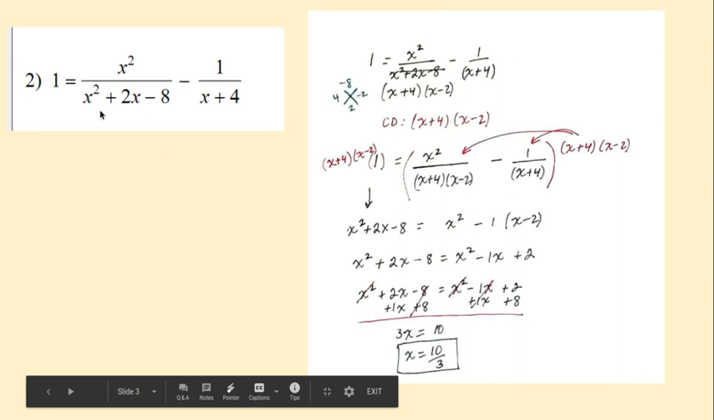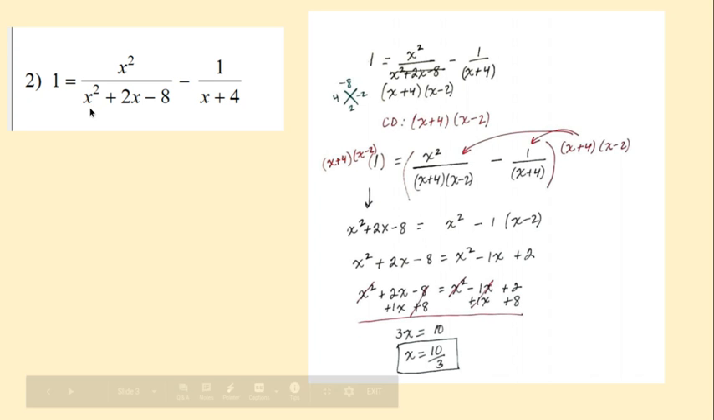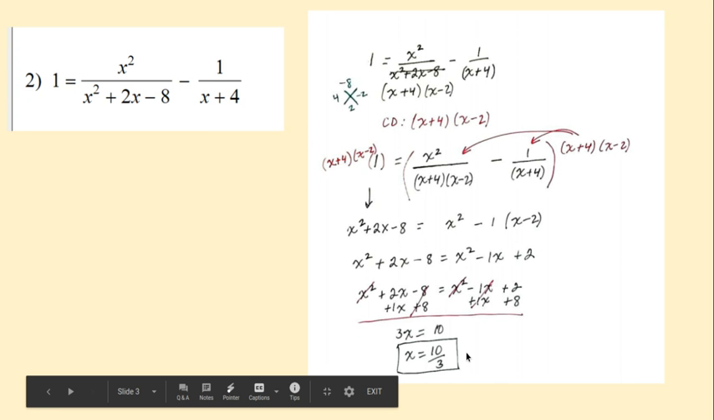Last step, give it one more thought. If I were to plug in 10 thirds, would that create a 0 in the denominator? No, not here either. So it's all good. Final answer, x equals 10 over 3.